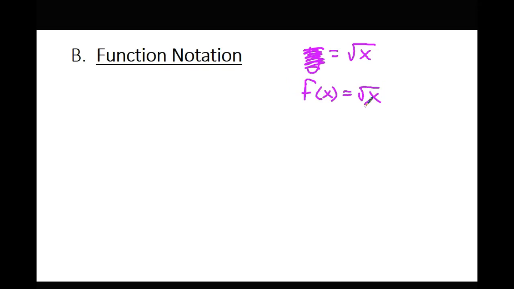And now we know he's a function. He's always a function. It's just now he's wearing his uniform. f of x is just another way to write y, but it's a way to write y so that we know that this is a function. That's it. Weird, but that's how they do it. And it doesn't have to be f either. It could be g.